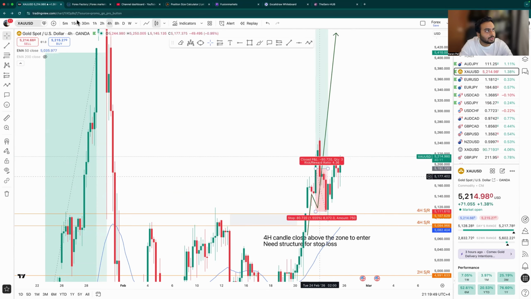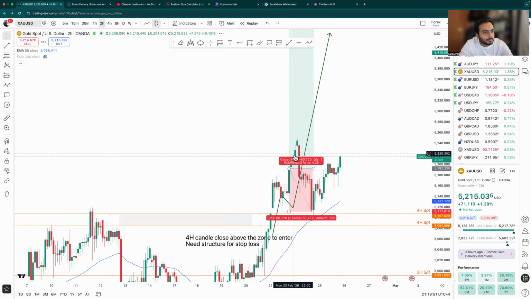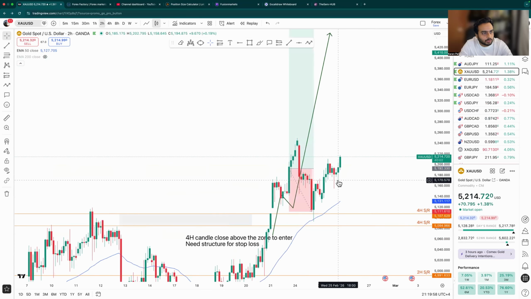There are new structures. The price has been rejecting from this, and you can see this is a resistance, this is a resistance, this is a support, and this is the recent low. So you can put your SL below this structure. That's one way of doing it.